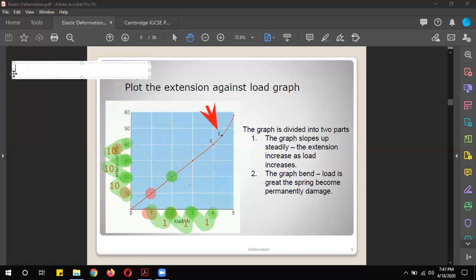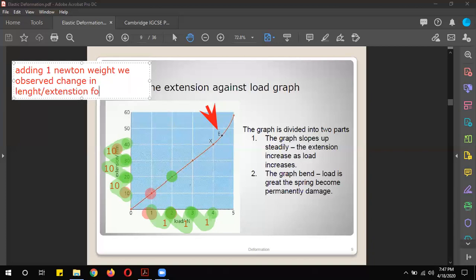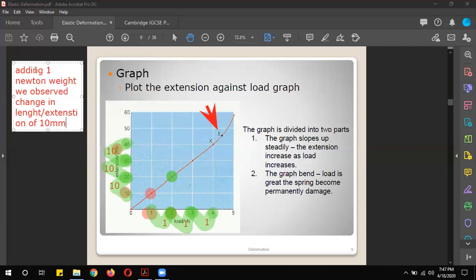So what can you conclude? That adding 1 Newton weight, we observed a change in length. And what is the other word for change in length? Extension. Of how much? 10 millimeter. So increasing or adding 1 Newton weight, we observed a change in length or extension of 10 millimeter. Clear?